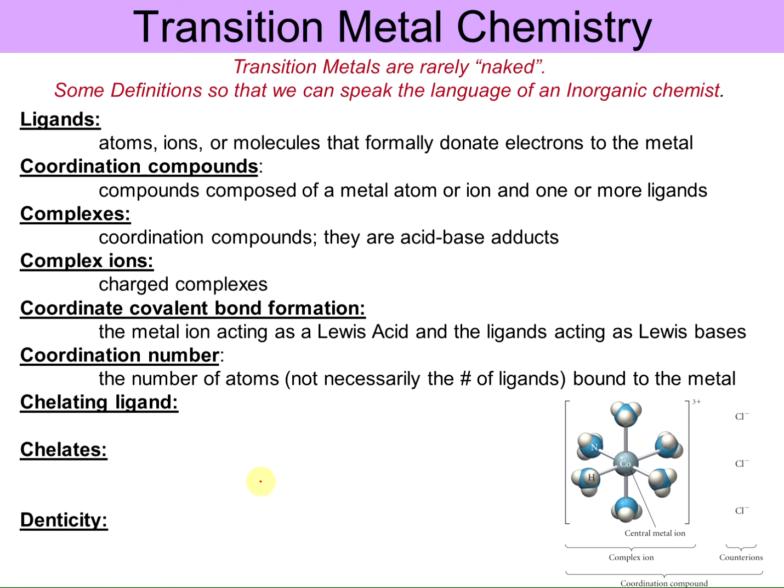Now the coordination number, that's the number of atoms, but not necessarily the number of ligands, bound to the metal. So it's the number of points of attachment to the cobalt center, to that metal center. So there's one thing attached, 2, 3, 4, 5, 6. There are 6 things directly attached to the cobalt. So this would be a 6-coordinate compound. The coordination number is 6.